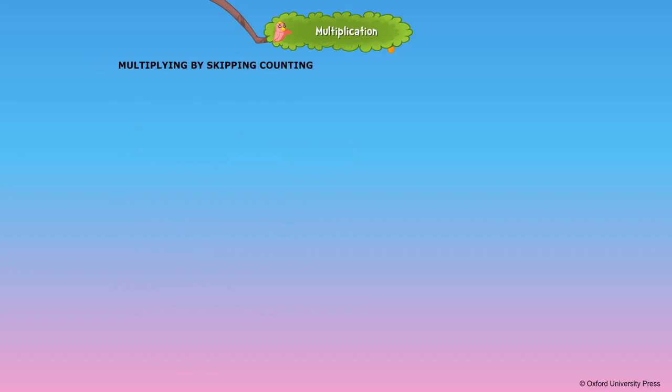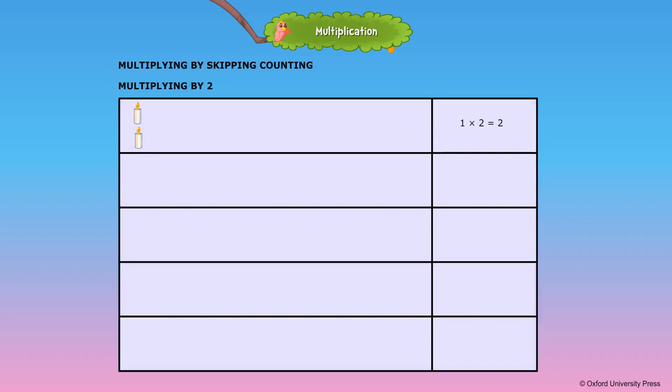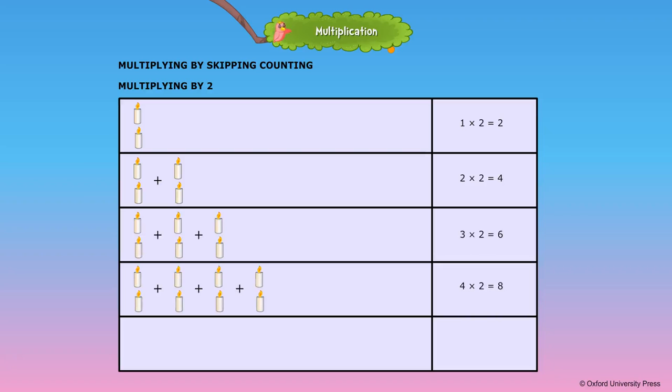Multiplying by skip counting. Multiplying by 2. 1 into 2 is equal to 2. 2 into 2 is equal to 4. 3 into 2 is equal to 6. 4 into 2 is equal to 8. 5 into 2 is equal to 10.